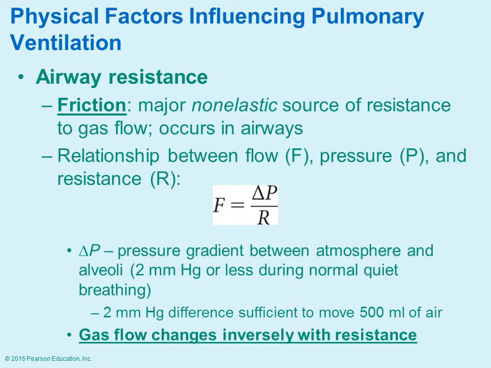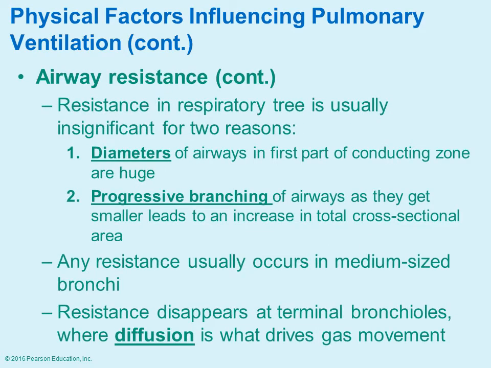Is there anything that's impeding the airflow? So gas flow is going to change once again with resistance. As the resistance increases, the gas flow is going to decrease. So it's a reverse. Diameter is going to play a role. If you decrease the diameter of the air passage, such as in the bronchial tubes, you're increasing the resistance, which means you're decreasing the amount of airflow that can go through there.